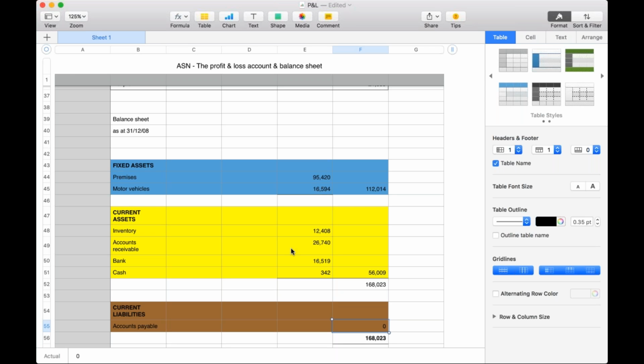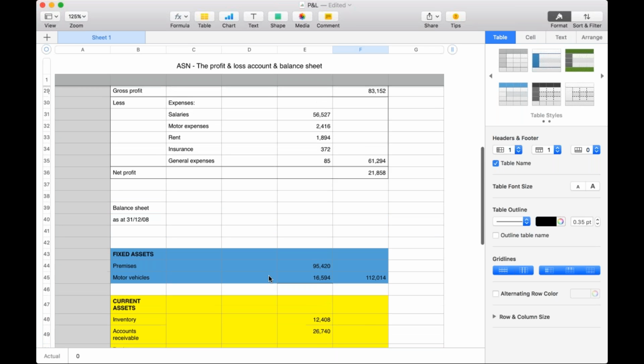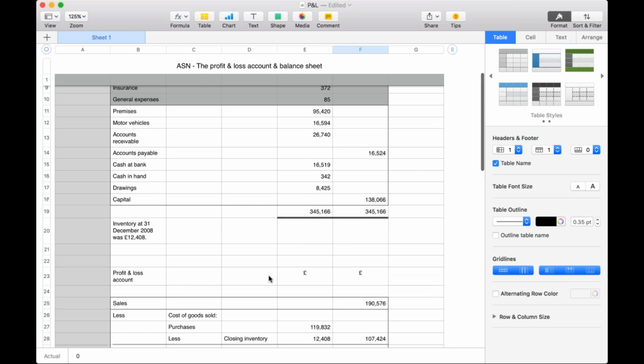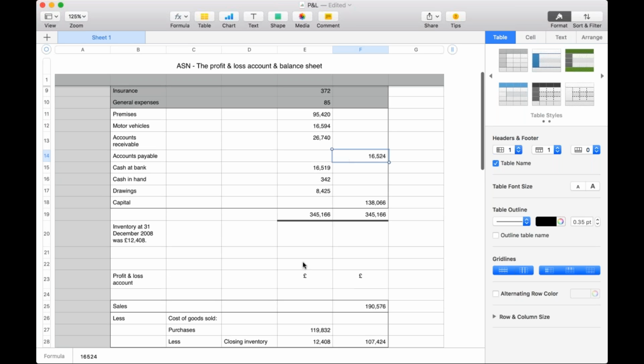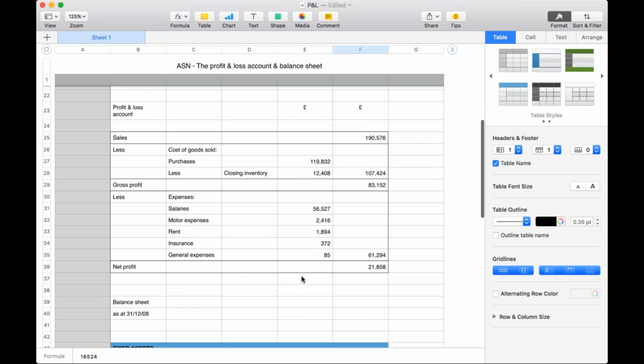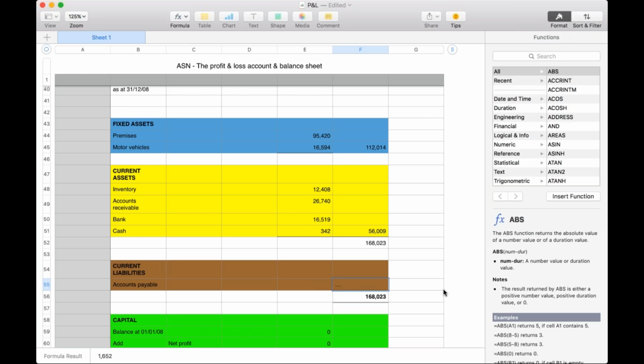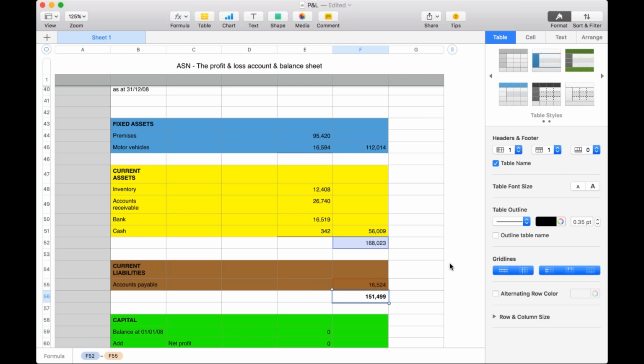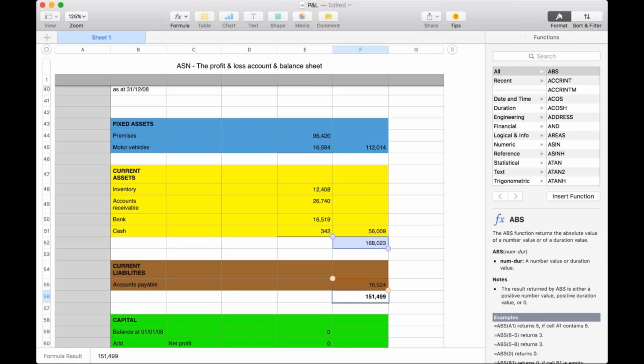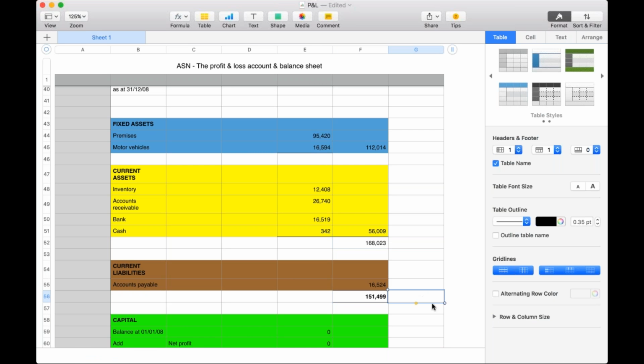So we've only got one in this example here, in the exercise here. So to make it a little bit easier, we've just got accounts payable. So you might know that as trade creditors. So we're going to go back up to our trial balance, and we're going to find trade creditors. Accounts payable, trade creditors, same thing, 16,524. So we're going to go back down to the balance sheet, and we're going to click in there. I'm going to say 16,524. Okay, so the next figure here, which is a calculation, is, oops, sorry about that, 151,499.